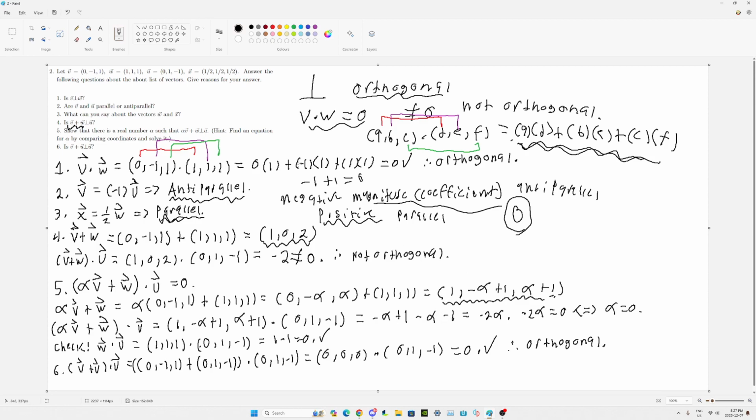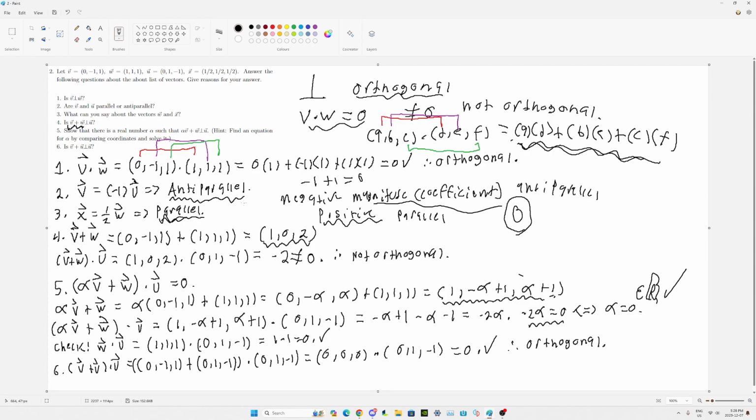Now what we want is to find a real number alpha such that alpha v plus w is orthogonal to u. So if we want that to be the case, we're going to set this equal to 0, because we want the dot product to be equal to 0. So we end up with negative 2 alpha, that's all we have left, equal to 0, which implies that alpha is equal to 0, which is a real number, right? So I would just put that here as a real number. Boom.